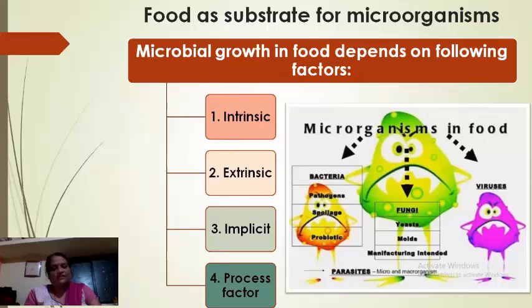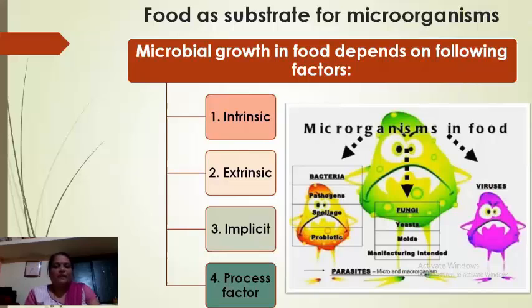Whatever is food for us, that is food for microorganisms also. Therefore, whatever is food for us will be acted upon by microorganisms because they will also derive nutrients from our food. Microbial growth in the foods depends on many factors. These different factors are categorized into 4 types as intrinsic factors, extrinsic factors, implicit factors, and process factors. The 2 major types of factors include extrinsic factors and intrinsic factors.